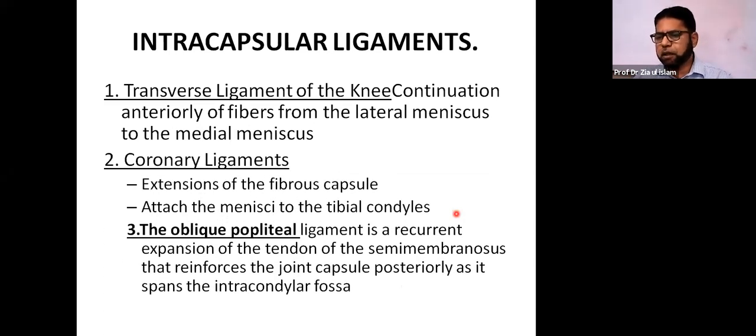Then we have the coronary ligaments. Another extension of the fibrous capsule attaches the menisci to the tibial condyle: the coronary ligament. And there is the oblique one, which we have already discussed. These names, coronary, oblique, arcuate, are the extra ligaments which are modifications of the capsule itself. The actual ligaments are the tibial, the fibular, and the cruciates. These are the important ligaments.